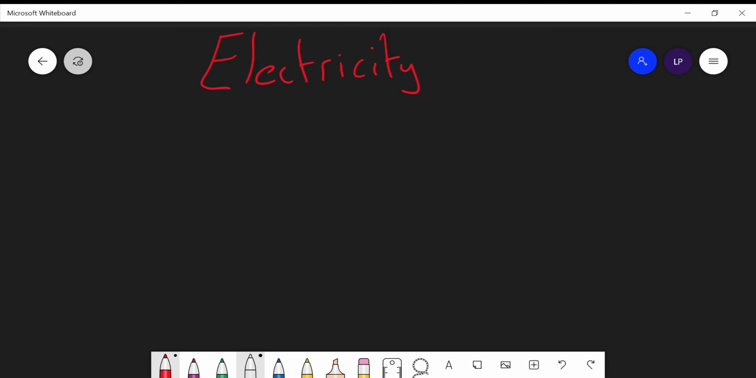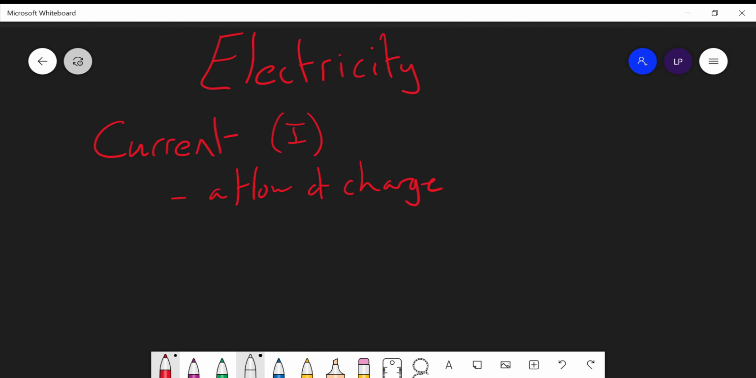Electricity. So today we are going to discuss three of the key components of electricity: current, voltage, and resistance. So first up, current. Current is represented by the letter I and is a flow of charge. So it's what we see when electricity flows through wires.